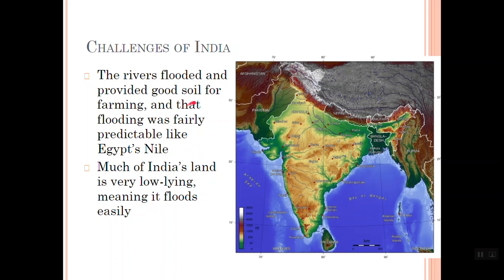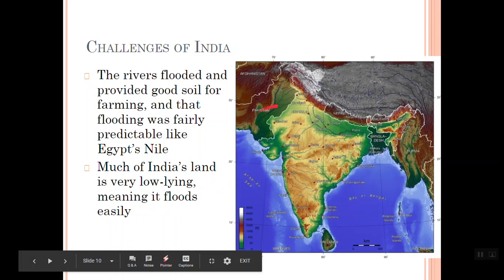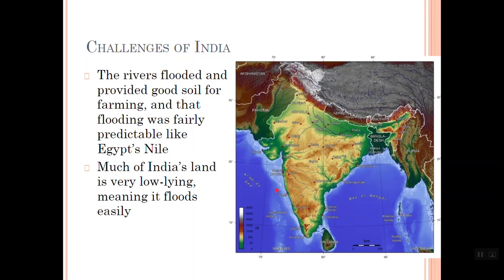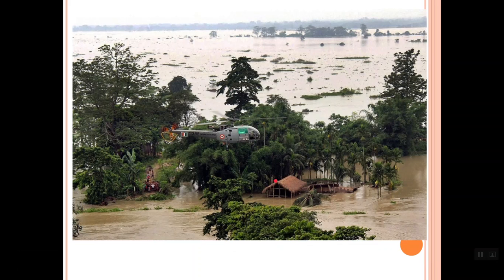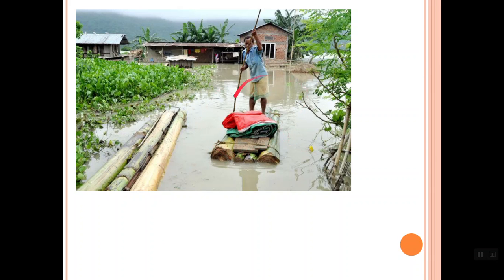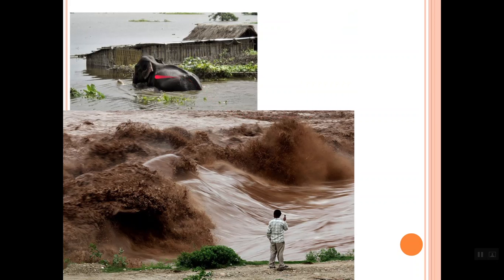The rivers flooded, provided good soil for farming, and that flooding was fairly predictable, like Egypt's Nile. Much of India's land is very low lying, meaning it floods easily. At the time, it was good to have that flooding, and there is a monsoon season every year as well. Let's take a look. This is during the monsoon season, and the waters flood very, very easily, which could be catastrophic in the end too.